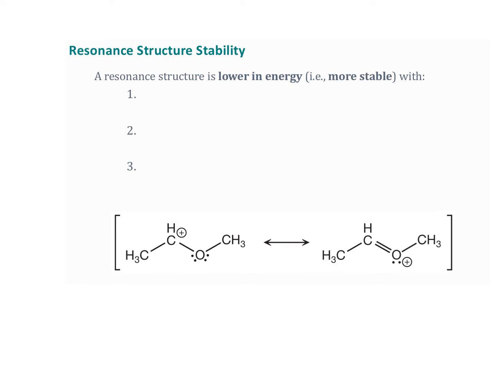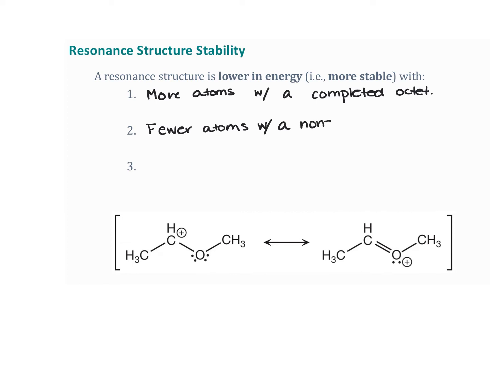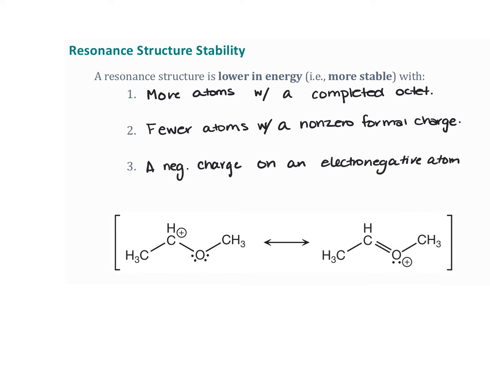A resonance structure is lower in energy or more stable when you have more atoms with a completed octet. That's going to make it more stable. When you have fewer atoms with a non-zero formal charge, and you have a negative charge on an electronegative atom, and or, because it's not always going to happen, a positive charge on the more electropositive atom.